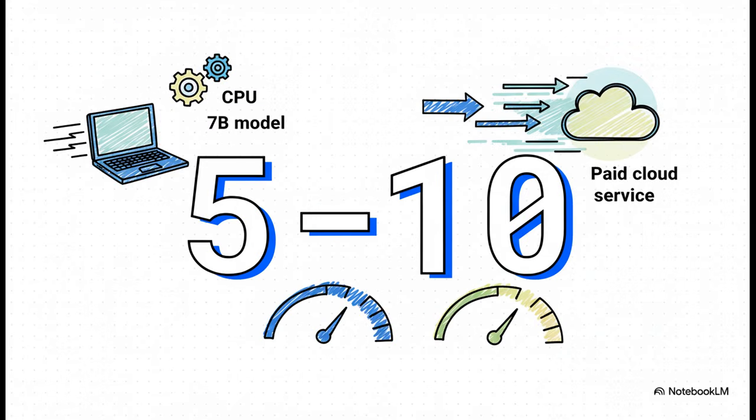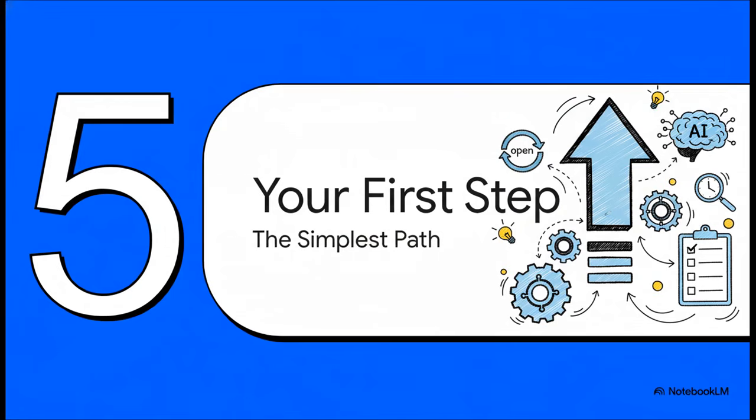And what about speed? Well, on a standard laptop, you should probably expect a 7B model to generate about 5 to 10 tokens per second. You can think of a token as roughly a word. Now, that's definitely fast enough to be useful, especially when you're just developing, but it will feel noticeably slower than a paid cloud service. So, after all that, what's the simplest, fastest way to get started? Let's turn all this theory into a concrete, 3-step plan you can follow, like right now.